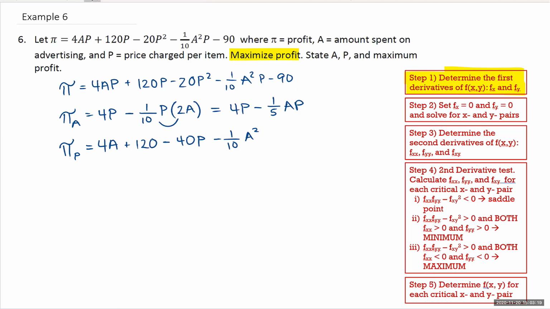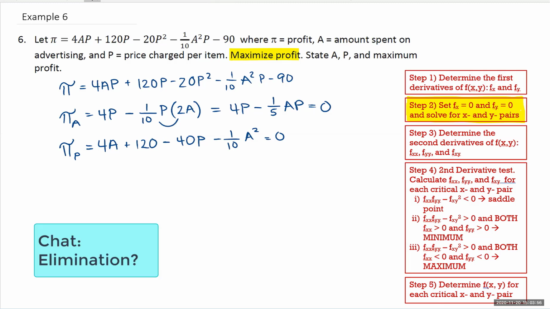I'm going to set these equal to 0, which is step 2. Step 2: setting these equal to 0 and solving for the X and Y pairs, or in this case, A and P pairs. So I have two approaches. One is elimination, one is substitution. What do you suggest we do? Use elimination or substitution?